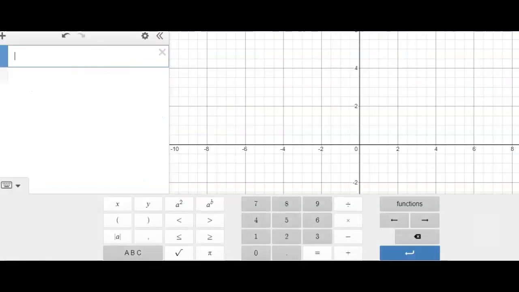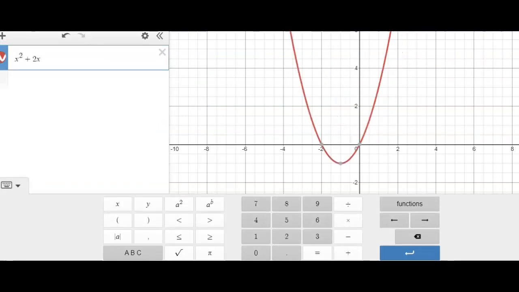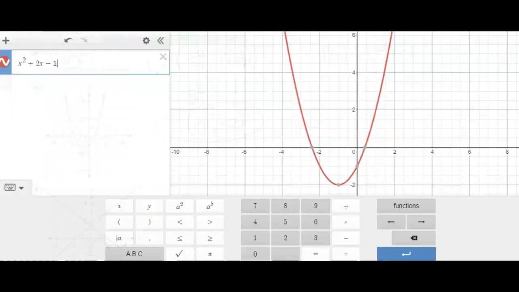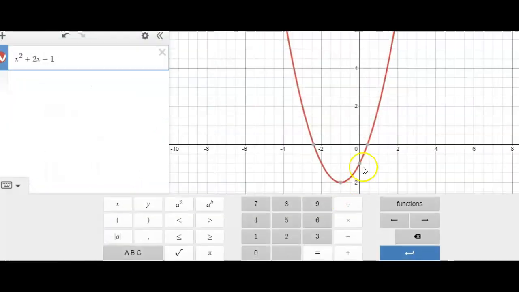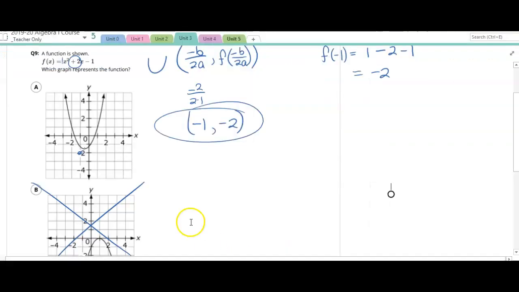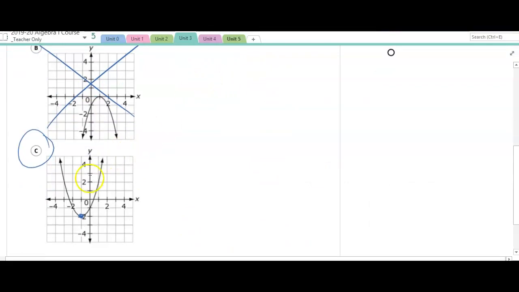Let's try that. Let's try typing x squared plus 2x minus 1. Let me make sure I typed it correctly. X squared plus 2x minus 1. You can see that the vertex is indeed right here at -1, -2. It crosses at -2.4. It also crosses at 0.4. So my answer choice of C would work. That is the correct answer.